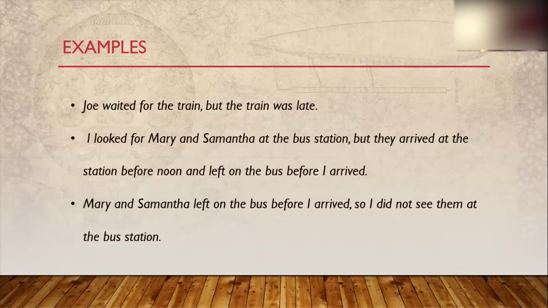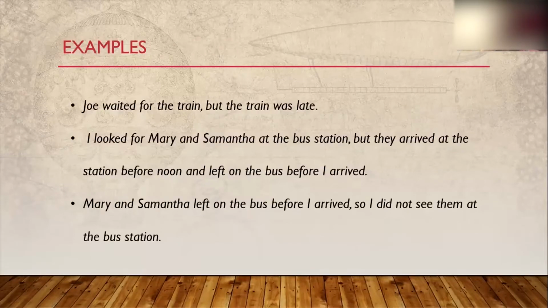Taking a look at the examples, Joe waited for the train, but the train was late. In this sentence, but is acting as a conjunction joining the two clauses. I looked for Mary and Samantha at the bus station, but they arrived at the station before noon and left on the bus before I arrived. Again, but is acting as a conjunction joining the two clauses. Mary and Samantha left on the bus before I arrived, so I did not see them at the bus station. In this sentence, so is acting as a conjunction joining the two independent clauses.